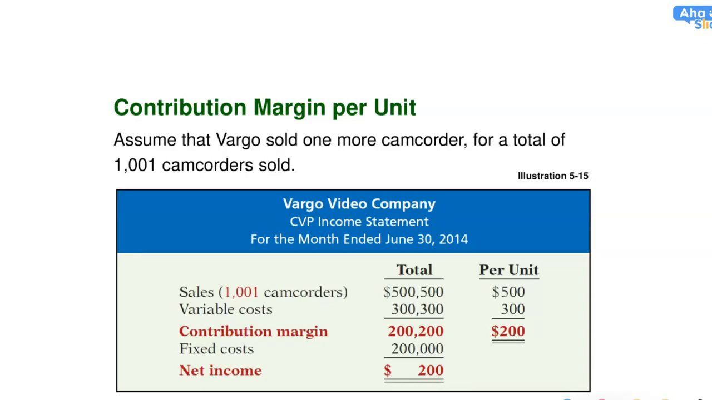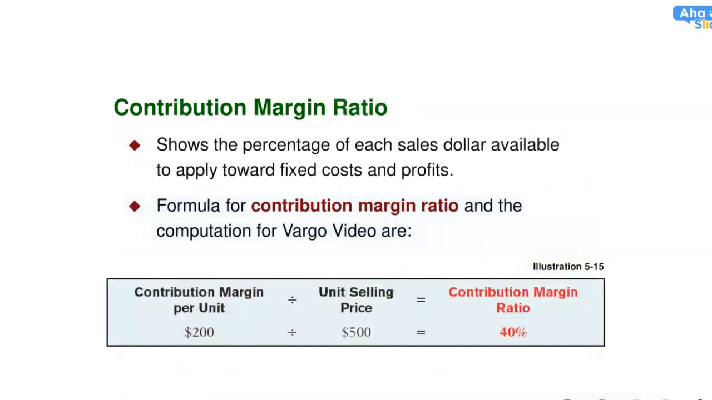And that, too, is a way of knowing. Now, one more thing that you must be familiar with. You have the contribution margin in total. You then have the contribution margin per unit. We now put it in terms of ratio. Contribution margin ratio shows the percentage each sales dollar is available to cover the fixed costs and give me profit.